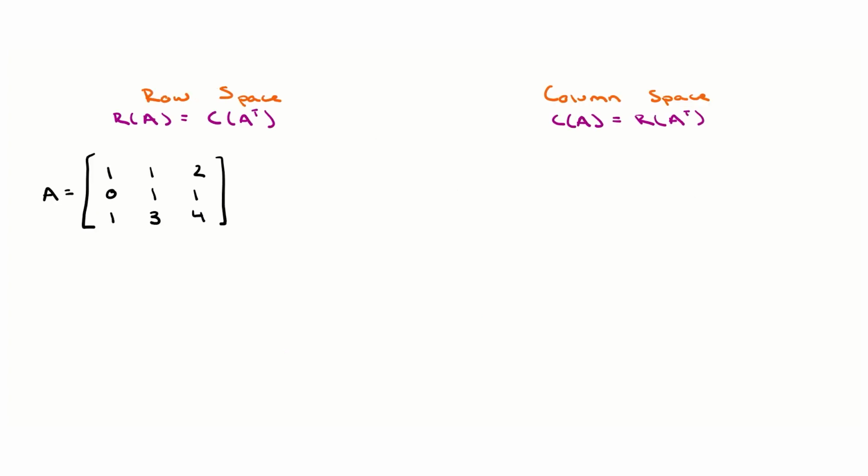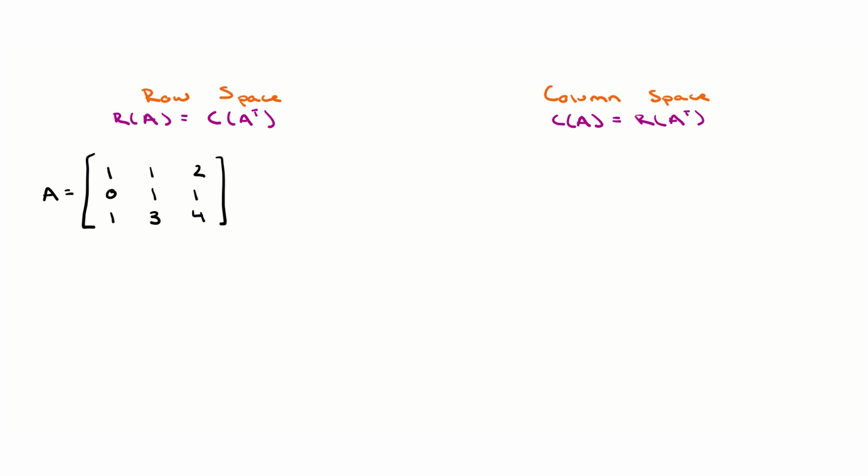So I wanted to show you guys that sometimes row space is notated as the column space of A transpose, and sometimes column space is notated as the row space of A transpose. I kind of wanted to cover this because different professors notate things in different ways. So you may see row space notated as the column space of A transpose. You may see the column space notated as the row space of A transpose. And I just want to quickly show you guys how this works out.